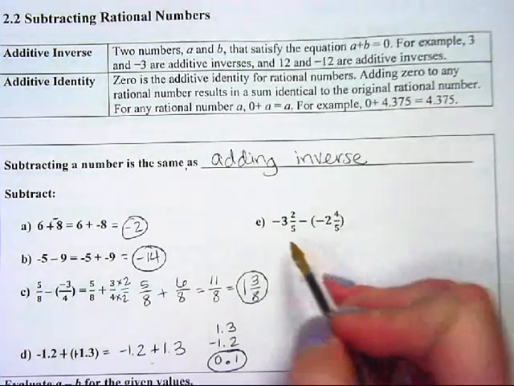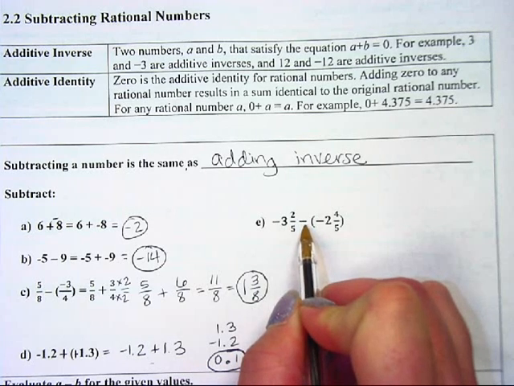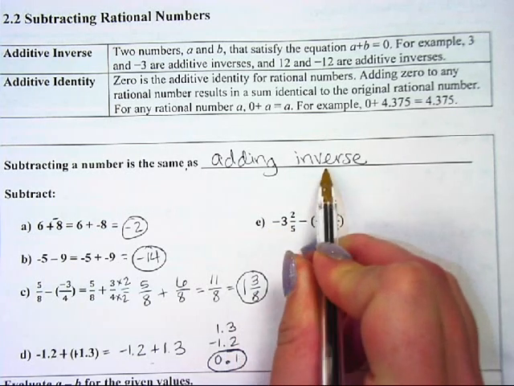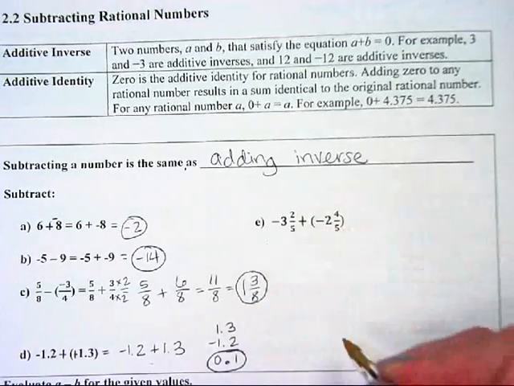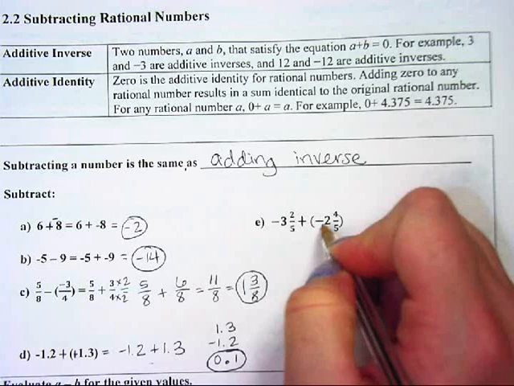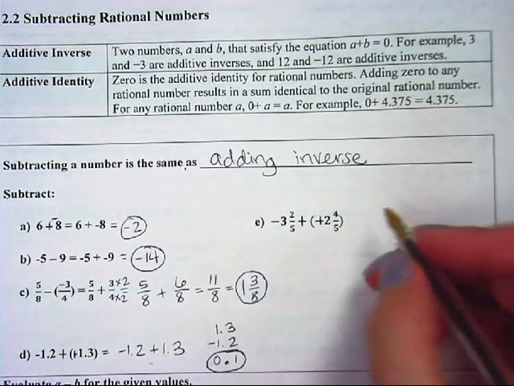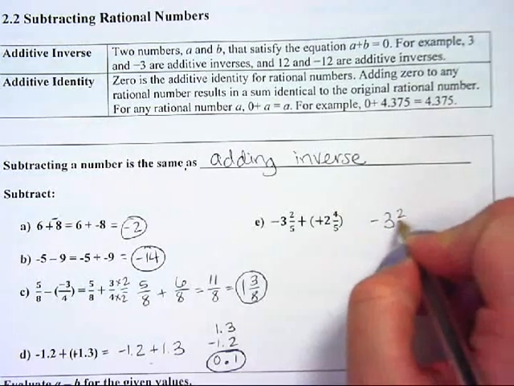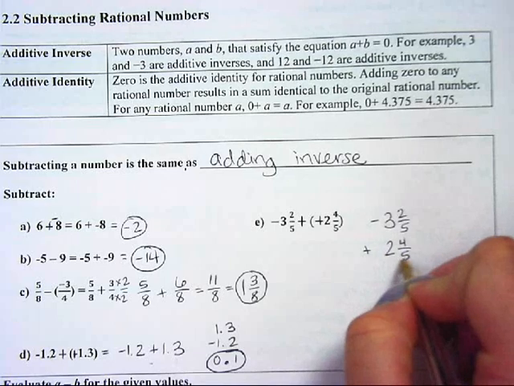Okay. Let's try one more over here. I'm supposed to have a negative, but again, I'm subtracting. Anytime I see that subtraction and negative, I'm going to go ahead and do my additive inverse. So instead of subtraction, I'm going to say add. The inverse of negative 2 4/5 would be a positive 2 4/5. So I'm going to go ahead and rewrite it. I got negative 3 2/5, and then we're plus 2 4/5.